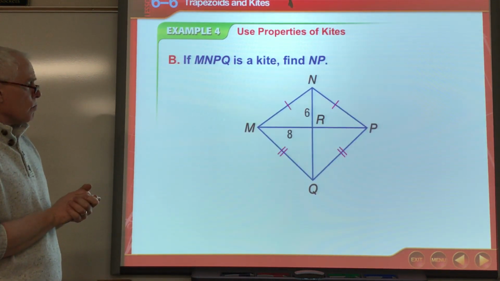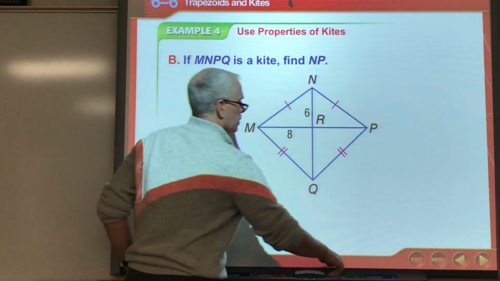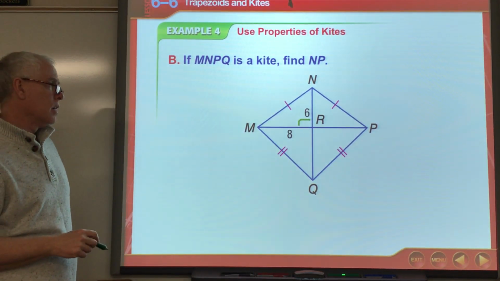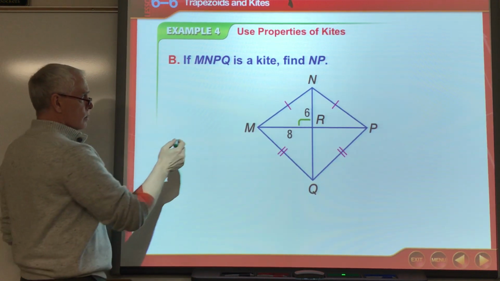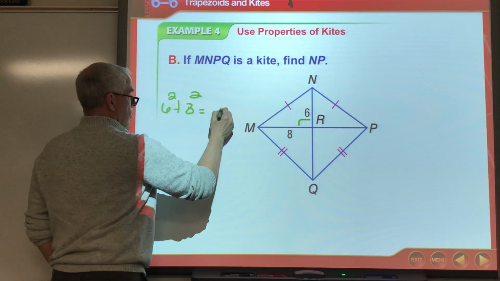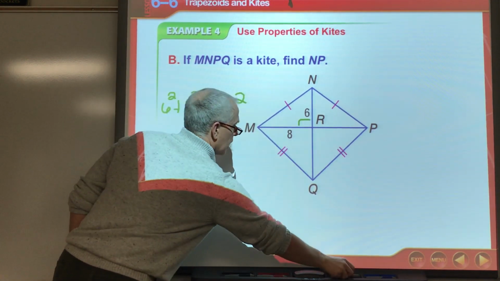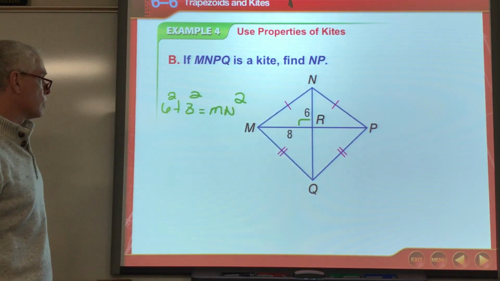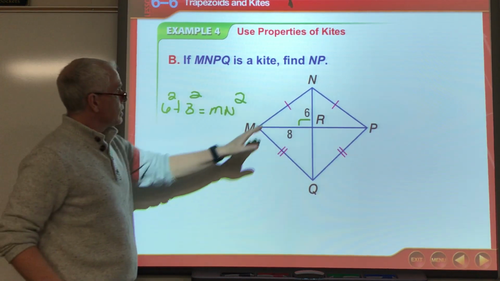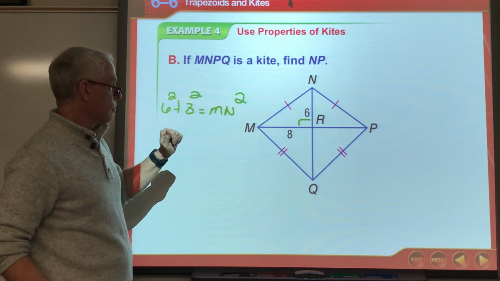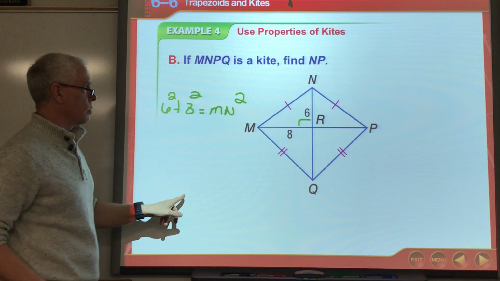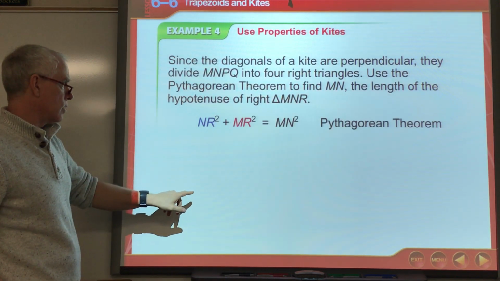Okay? The other thing that I'm going to utilize here is the fact that the diagonals are perpendicular. And if the diagonals are perpendicular, then I can use the Pythagorean theorem in a right triangle. So 6 squared plus 8 squared should equal MN squared. MN is going to be 10 for us here, solving that formula, and these two sides are congruent, so then NP is also going to be 10. So you're going to see them work through that here in a little bit.